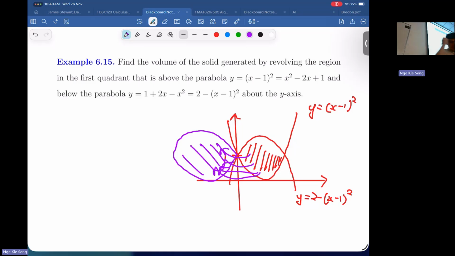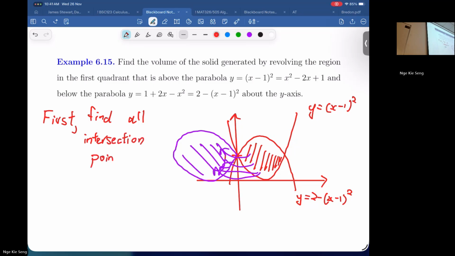So anyone try any method? What method did you try? Shell, cylindrical shell, or washer? Any method you try? First of all, you want to find all the intersection points. That one I leave you to do. Find it yourself. But now I want to discuss the method.